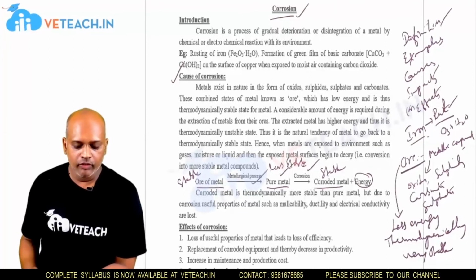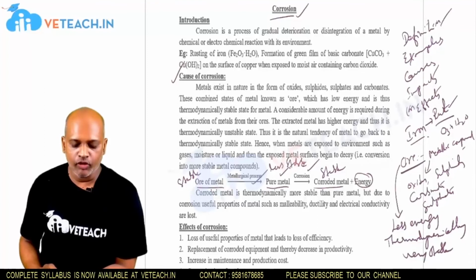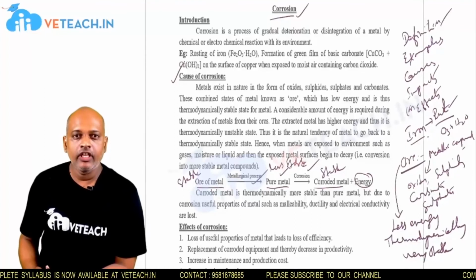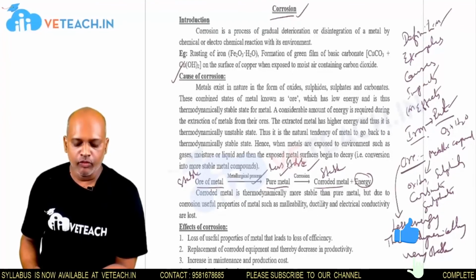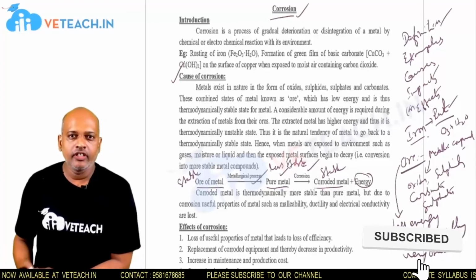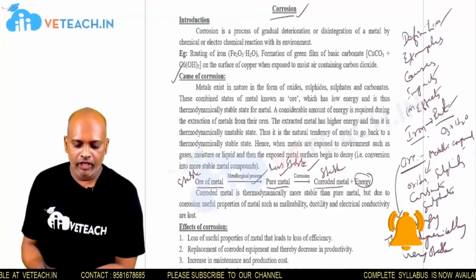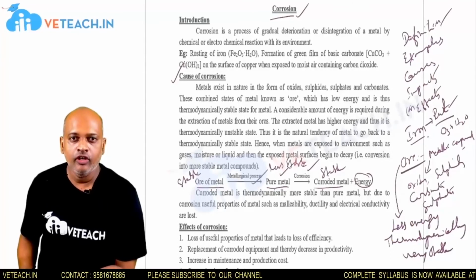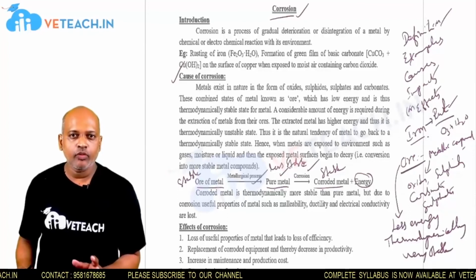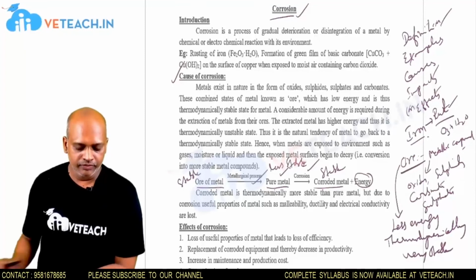That means the ore of the metal and the corroded metal are very stable according to thermodynamics, but the pure metal is much less stable. So there is always a variation in stability: ore converts into pure metal and pure metal converts into corroded metal, due to processes like the metallurgical process and corrosion. So this is the main cause of corrosion.